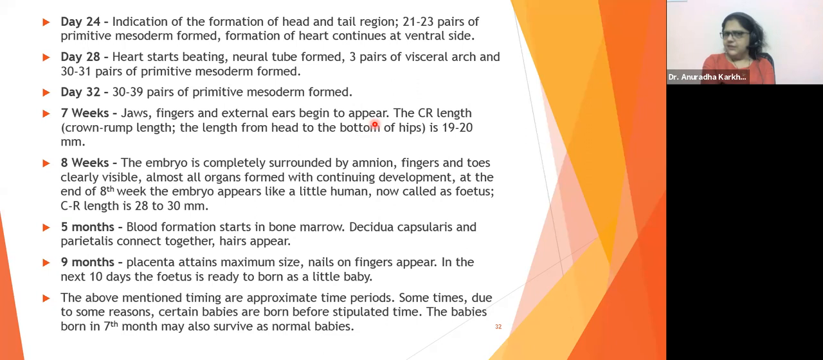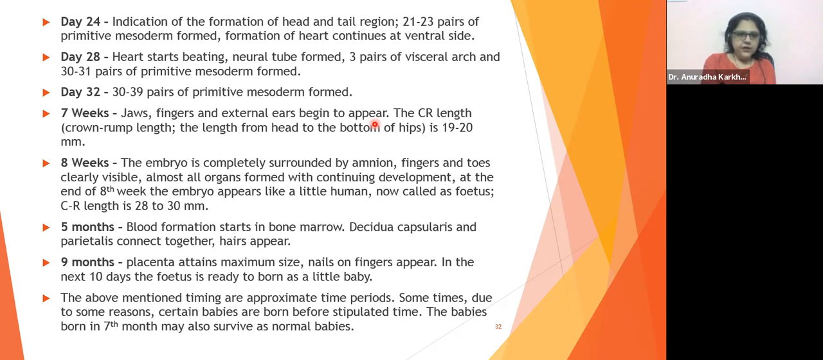After 8 weeks, that is around 2 months, the embryo is completely surrounded by the amnion. Fingers, toes become clearly visible. Almost all organs are formed with continuing development. And at the end of the 8th week, the embryo appears like a little human, a small miniature human, which can now be called as the fetus. The crown rump length would be around 28 to 30 mm.